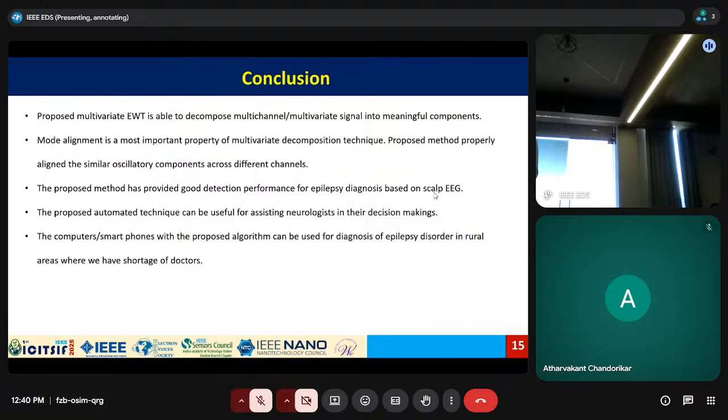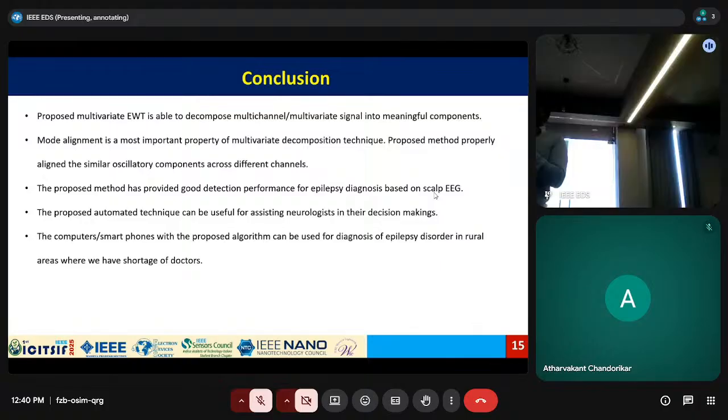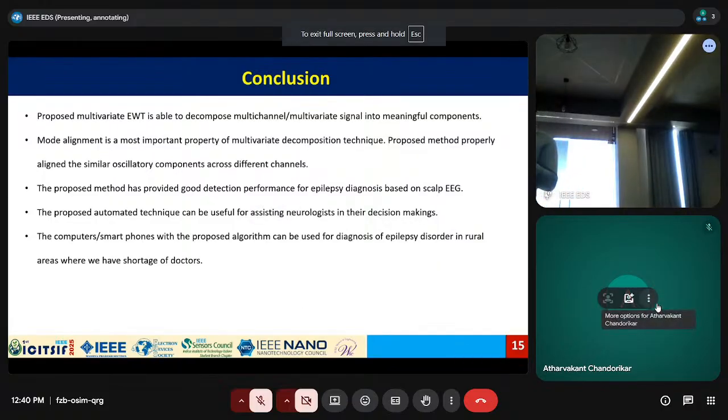The proposed automated technique can be used for assisting neurologists in their decision making. And computers and smartphones with the proposed algorithm can be used for the diagnosis of epilepsy in areas where we have a shortage of doctors. Generally, when you have a smartphone, people think you are smart. But if a smartphone is doing smart work, then you are really smart. If your smartphone can detect the disease in the initial state, then everybody will say you are smart. So we are integrating the algorithm into a smartphone, so everybody will be smart in terms of taking care of their health.